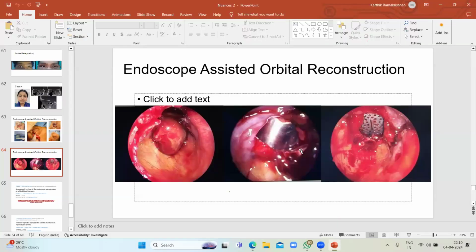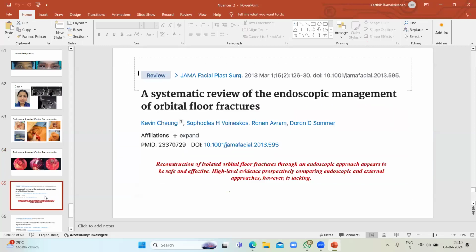Where you are able to see the position of the mesh, the adaptation of the mesh and everything else even after placing it. Usually that will be a little difficult because you never know what has got stuck between your mesh and the defect. Whether the defect is completely covered with the mesh, and whether there is any restriction posterior to the mesh, is something which you have to be very sure of. So these are all endoscopic images, and what is stated in the literature.